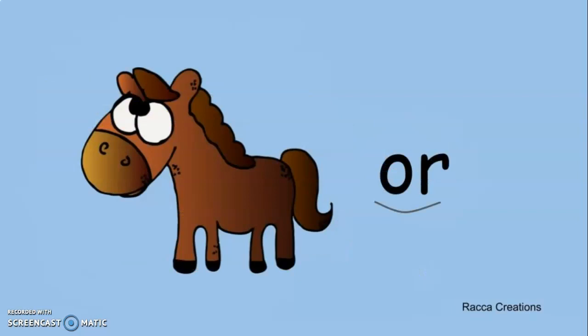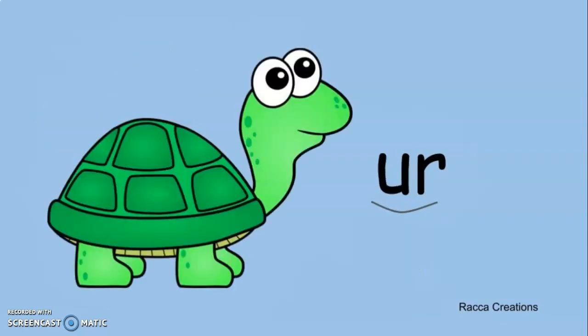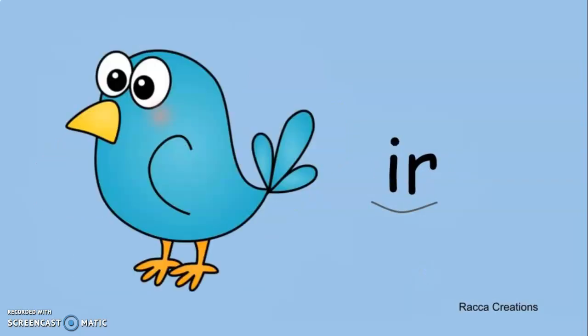OR says or, like horse. AR says R, like star. The next three say the same sound, and you have to close your eyes and visualize that picture to try to figure out the correct use of the sound. UR says like turtle. ER says like butter. IR says like bird.